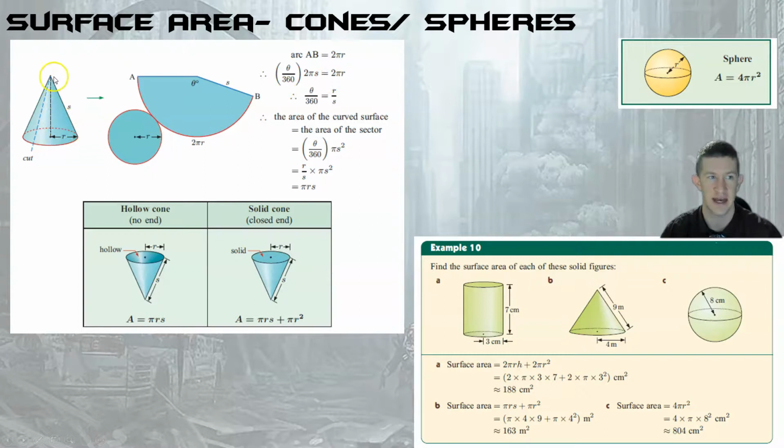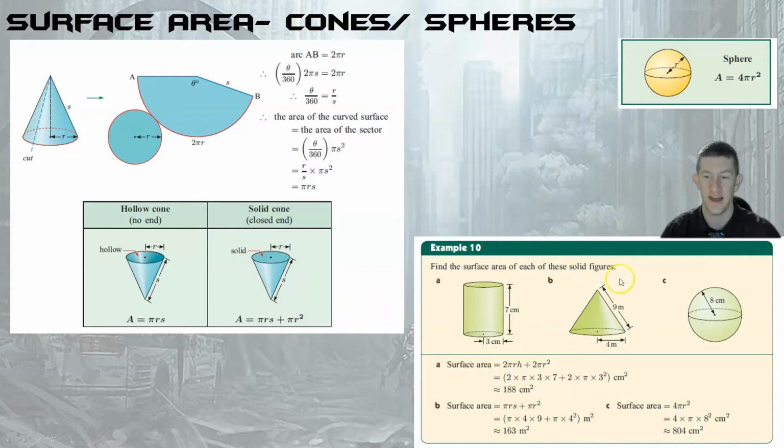So s is the slant height. And that's why they've used s here. So on a cone, s is the slant height. But once we've rolled it out into a flat object, we know that s is just the same as r for the radius of a circle. So therefore, we combine all this together and we end up with this pi times r times s equation. So for the curved section, the slanted section of the cone, pi times r times s is our equation. And then our final 2 equations are for a hollow cone, like an ice cream cone, pi rs is the equation. And for a solid cone where it's got the end on it, it's the pi rs plus the circle, the pi r squared on top of that.